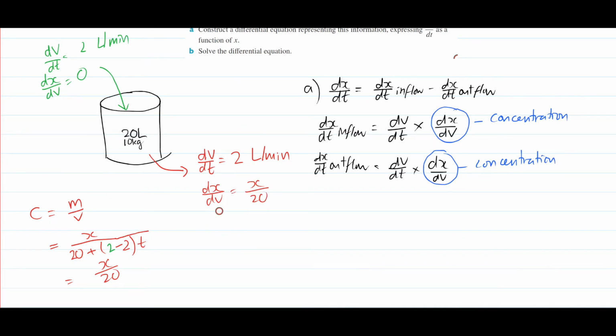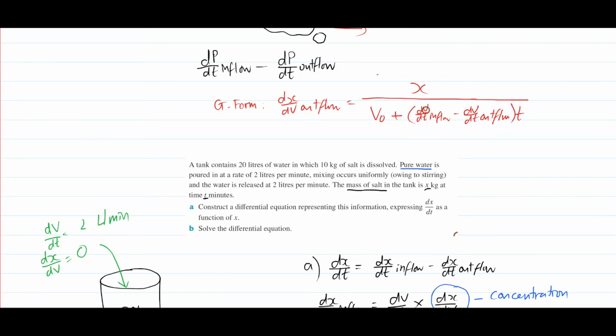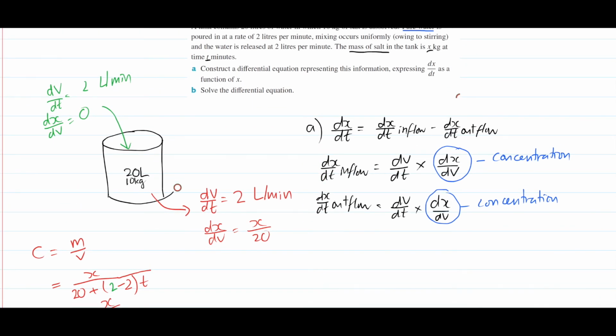Right, so the general formula for dx/dV outflow is your mass. That mass can be Q, can be anything, just whatever they give as your salt. Or actually in this case, I should call it x. So x over your V0, initial volume, plus inflow, dV/dt inflow, minus your dV/dt outflow. And you multiply that by t to get your volume at any time t. And that's it, that's your concentration formula: x over V0 plus inflow minus outflow times t. And therefore, you end up with this diagram.